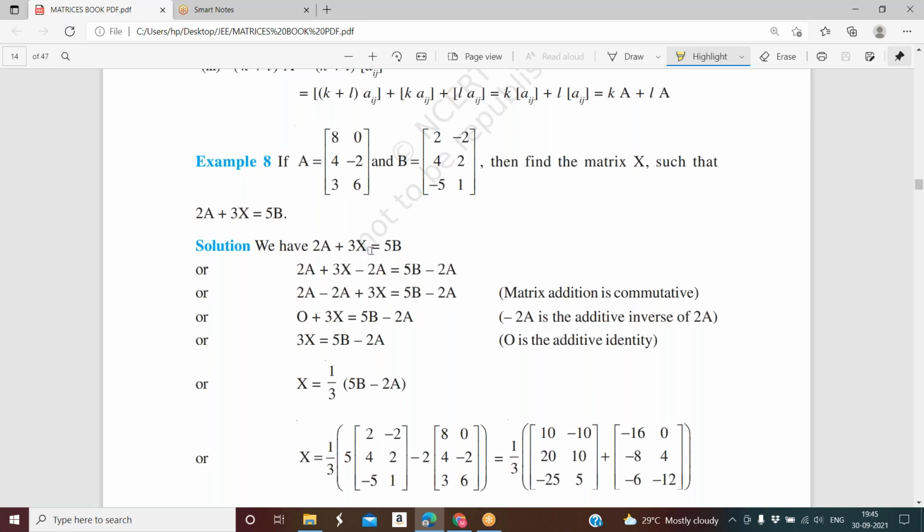We have 2A plus 3X equals 5B. So 2A plus 3X minus 2A is equal to 5B minus 2A. What I am doing here is subtracting 2A on both sides.